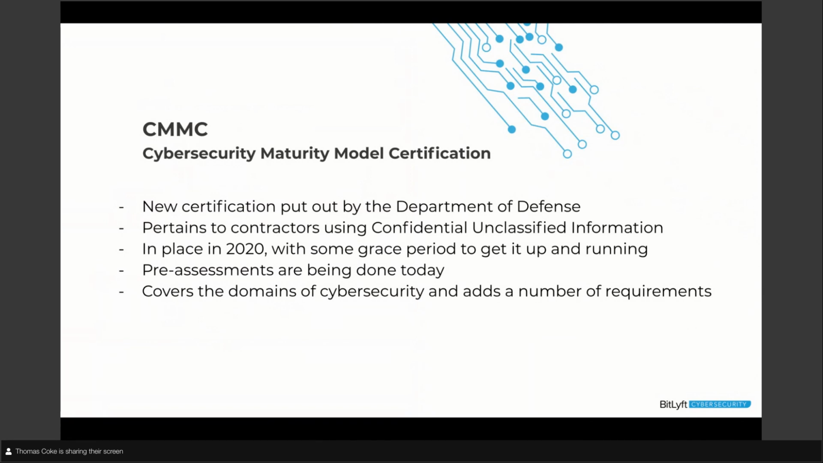So really, this covers the domains of cybersecurity, of which there are 17 specific domains. And it adds some requirements that simply didn't exist before. So there are a lot of things that already were in place, but this adds on top of those. And I'll talk about some of those key distinctions. But the point is, there's a lot that goes into cybersecurity. Just being CMMC compliant doesn't necessarily mean that you're secure, but the steps that you're going to take to be secure are going to get you to where you're compliant.